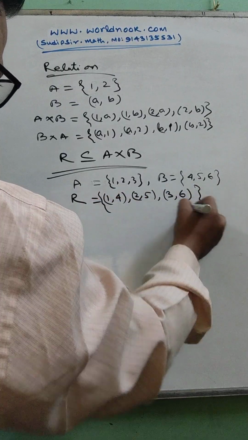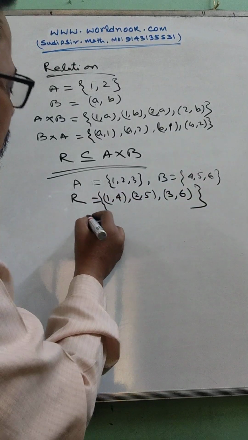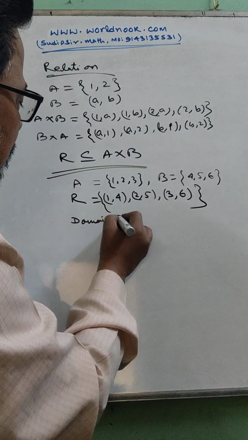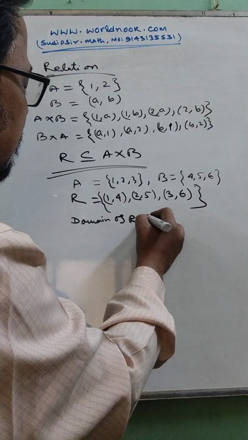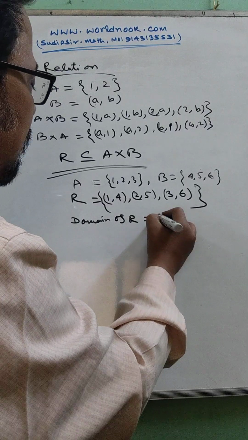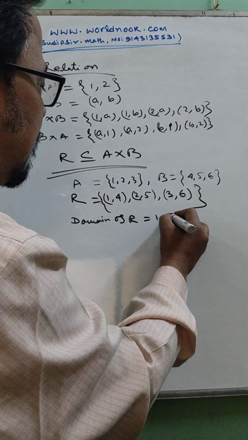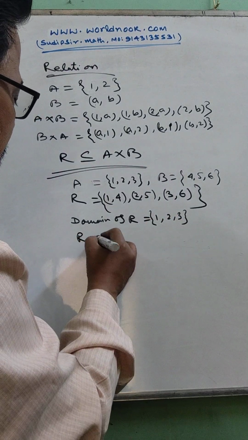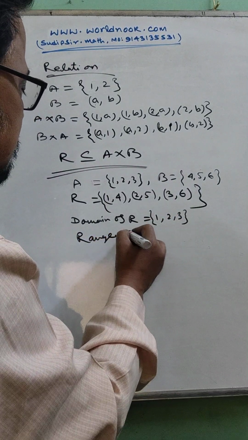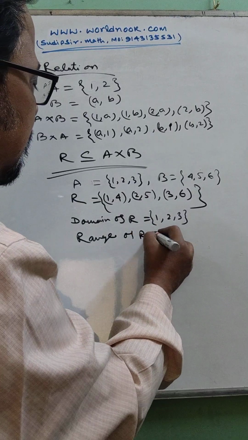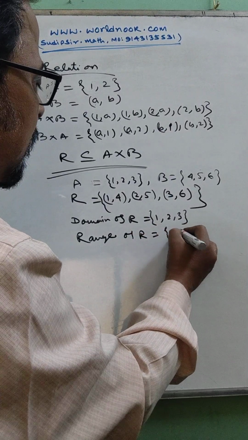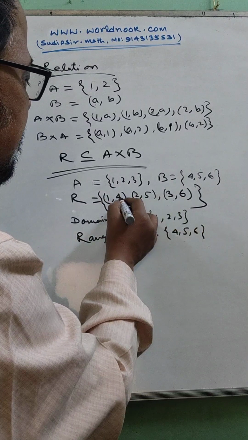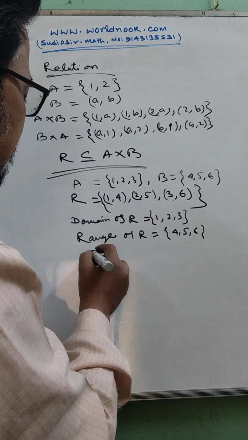Now for this, domain of R equal to {1, 2, 3}, and range of R is {4, 5, 6}. That is, this is our domain, and this will be range.